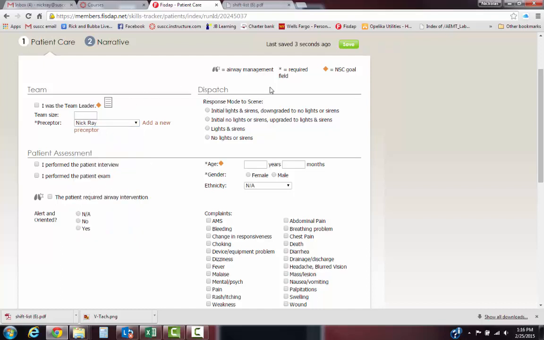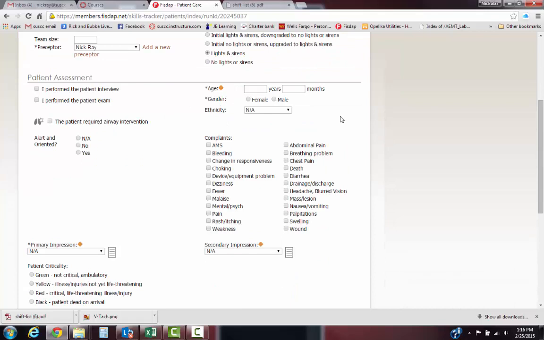Then move to dispatch. Now, one thing that you need to notice is that there is an asterisk here, and the asterisk beside certain boxes means that they are required for you to be able to lock this shift out. So, next thing, response mode to scene. Initial lights and sirens, downgraded to no lights and sirens. Did it run emergency? Was it non-emergency? Was it non-emergent transfer? So click on that.